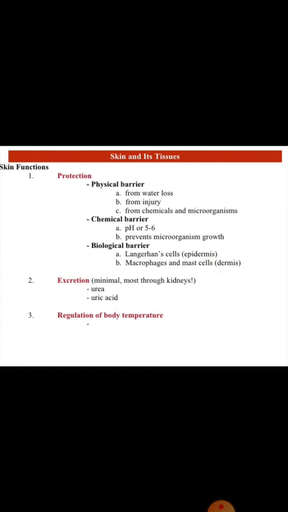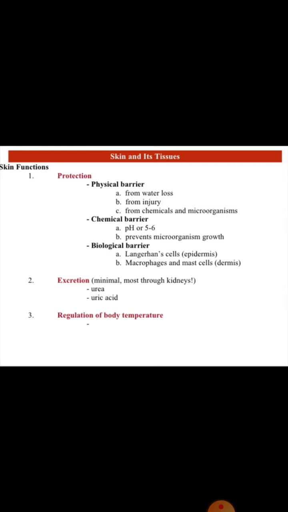Then next is the skin and its tissues and their functions. Skin provides protection as a physical barrier from water loss, from injury, and from chemicals and microorganisms. Then chemical barrier, it has a pH of 5 to 6. It maintains the pH of the skin, which is always neutral. It prevents microorganism growth also. This is one of the best functions of skin, that it prevents diseases or growth of microbial pathogens.